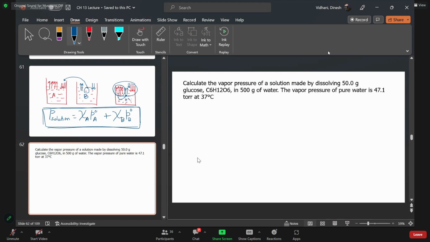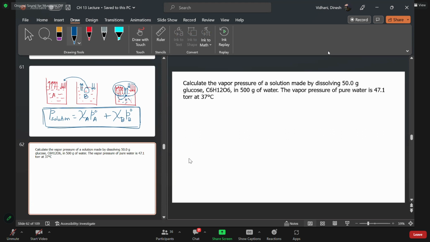Okay, so now you have a problem here. You have to calculate the vapor pressure of a solution, and this solution is formed by dissolving 50 grams of glucose in 500 grams of water. Okay, and you are given the vapor pressure of pure water, which is 47.1 torr at 37 degrees centigrade. How will you approach this problem?